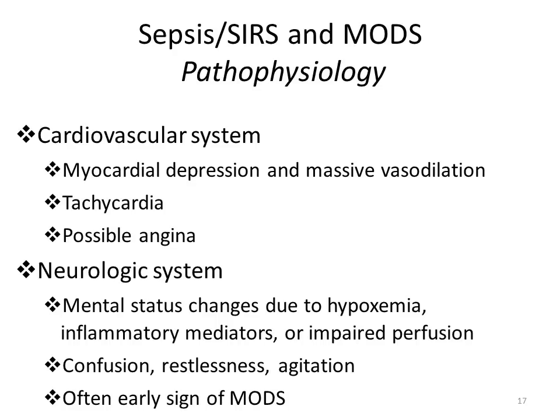Let's think about what happens when the neurological system is not getting the oxygen and nutrients that it needs. We will have a change in mental status as a result of that hypoxia. We've impaired perfusion in the brain. So confusion, restlessness, agitation. And we know this is often an early sign. That's a sign of poor perfusion. It's often an early indicator of MODS.